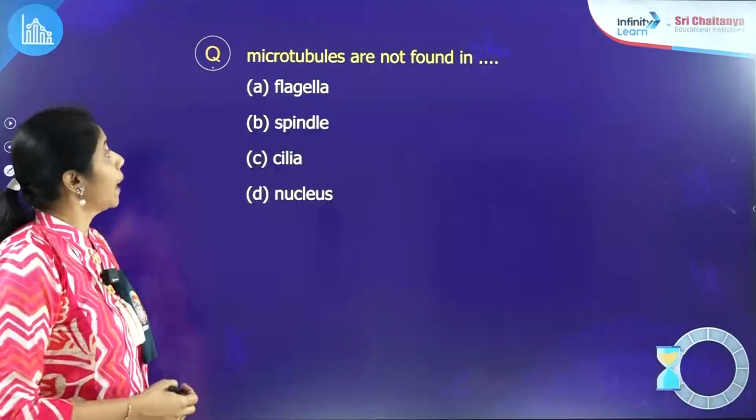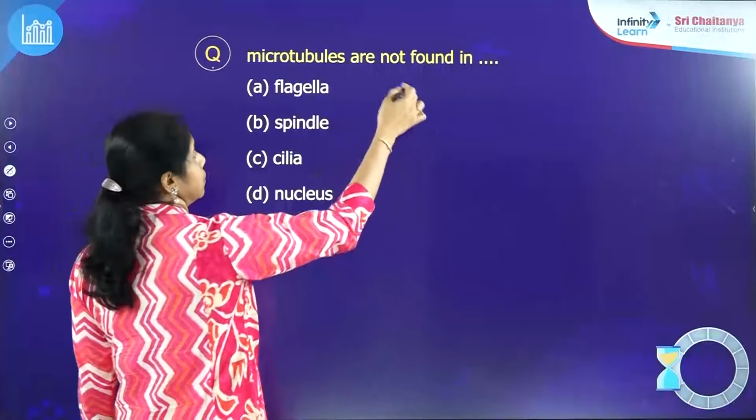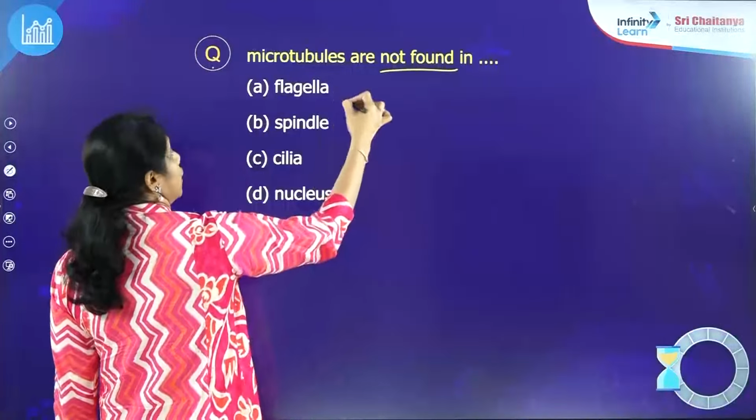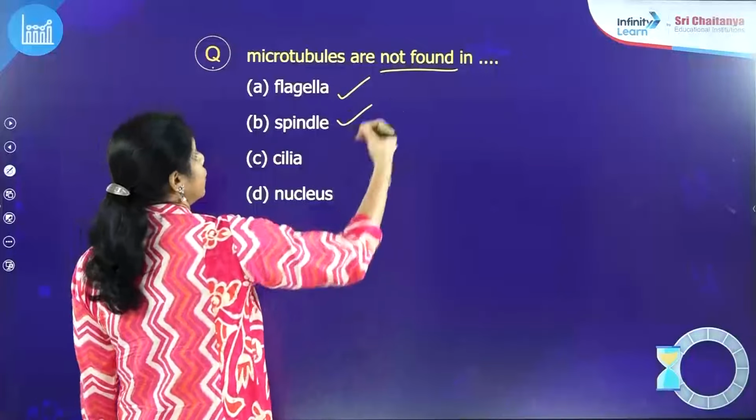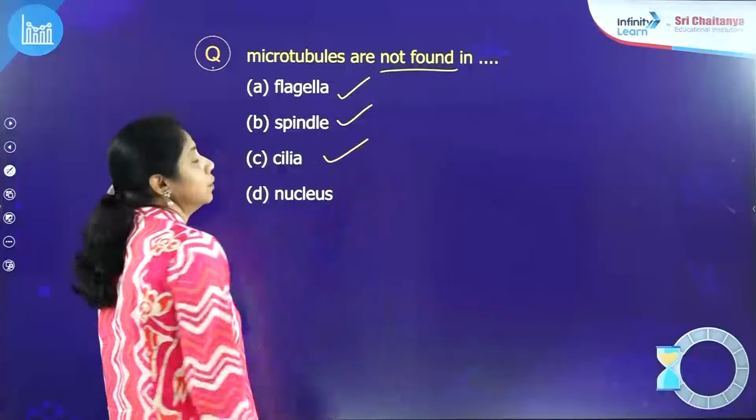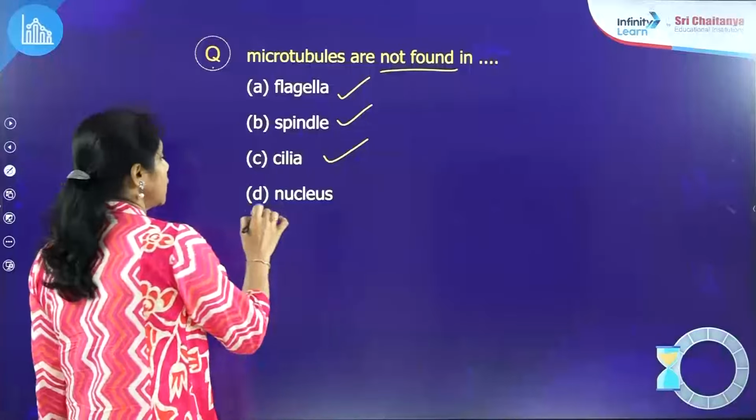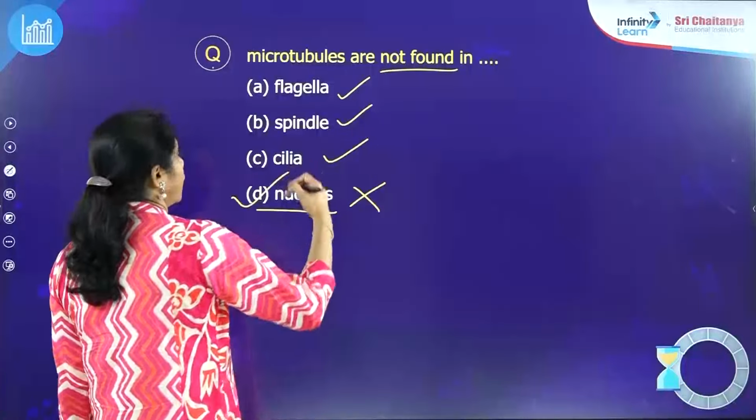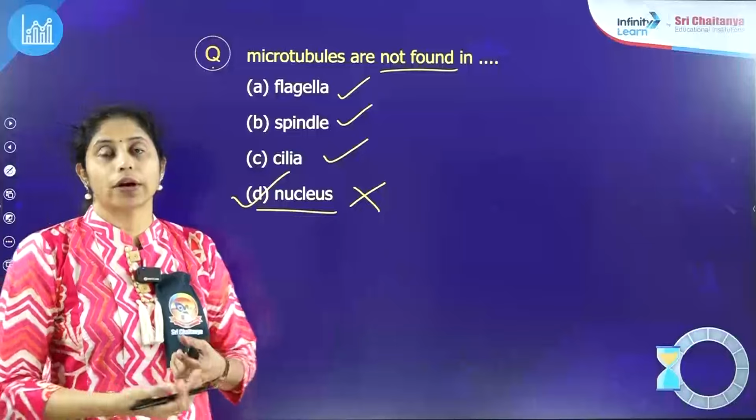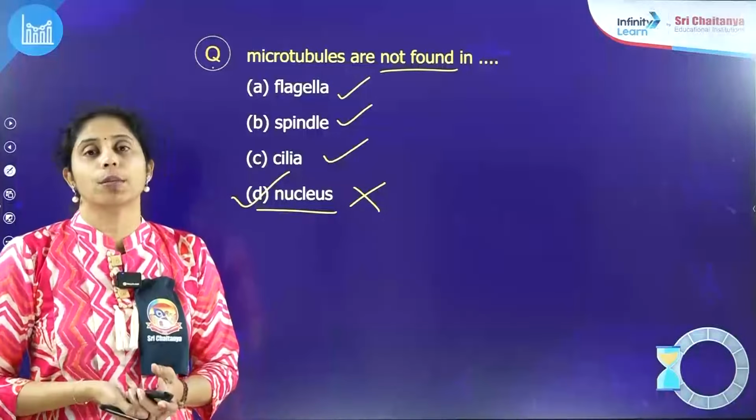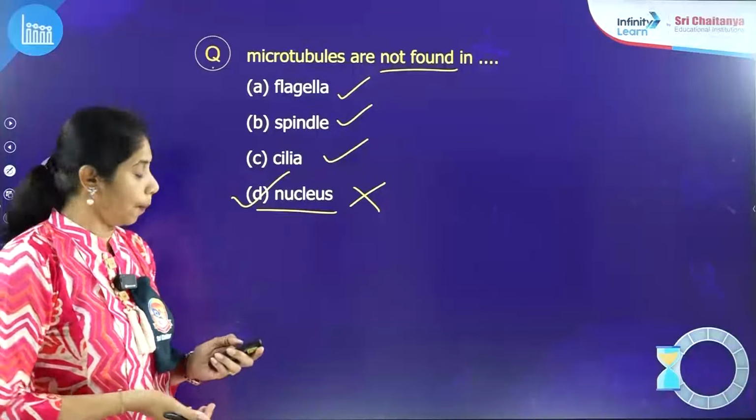Next one, microtubules are not found in which? In flagella they are found, in spindle also they are present, in cilia also they are found. In the nucleus they are not present. So they are not found inside the nucleus. As I already told you, in the nucleus only intermediate filaments are present.